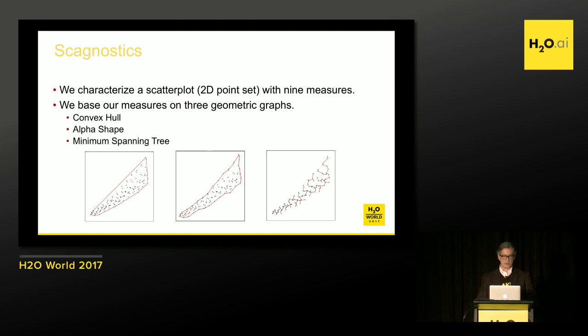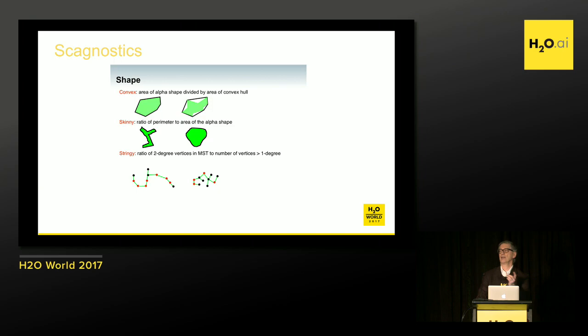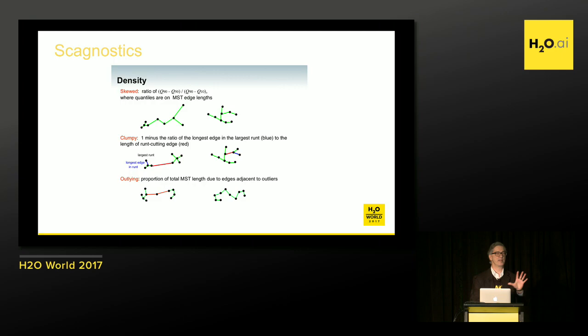So I and my grad students devised a graph theoretic approach to measuring the shape of a set of points in a scatter plot. Each of these graphs that you see below there is a subset of this so-called Delaunay triangulation. So you can compute that triangulation, and you can get all three of those without much of any additional computation. Now, I'll just race through these to show you that these particular things, that minimum spanning tree and so on, have lots of information about shape, like are the points convex? Are they skinny? Are they stringy? Do they have skewed distances? Are they clumpy? Which is very important if you find like males here, females there. It's good to know. Outlying, sparse, striated, and so on.